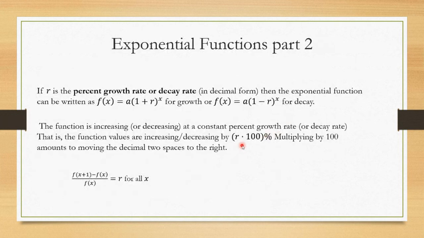I wrote this here because when you convert it to a percent, you move the decimal 2 spaces to the right. That's equivalent to multiplying by 100. And this is just going to happen, just like in the first example. This is again showing you that if you increase x by 1, the function values are going to change by r%, where r is a decimal, so you convert it to a percent.